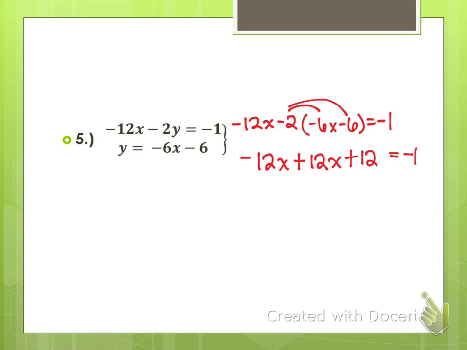When we combine like terms, what happens? Jamal? We add the negative 12x with the positive 12x. So what happens with those? They cancel out. A negative and a positive of the same exact thing cancels out. So we are left with 12 equals negative 1. What do we think about that? Is that true or false? It's false, which means our answer is no solution.